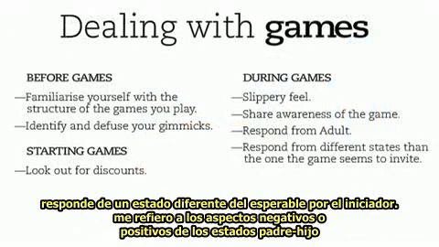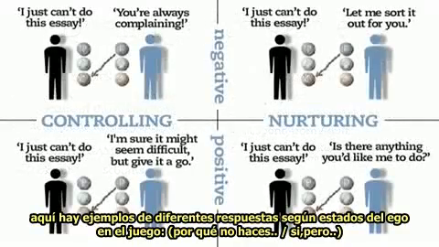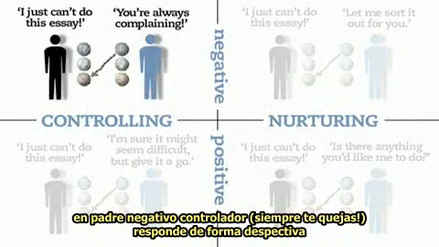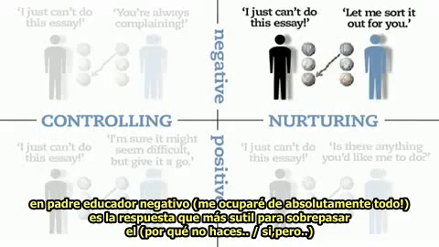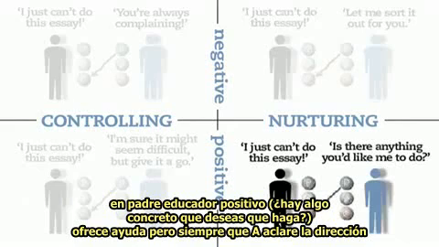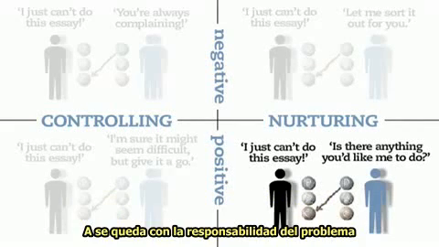You could respond from different states than the one the game seems to invite. This refers back to the negative and positive aspects of the parent and child discussed earlier. Here are 4 examples of alternative ego responses to the why don't you, yes but game. The negative controlling parent delivers a dismissive, persecuting rebuke. The positive controlling parent challenges A's initial discount that the task is impossible and directs A to give it a go in an encouraging way. The negative nurturing parent leaps in to rescue, and this is the most likely to cross over into why don't you, yes but. The positive nurturing parent is willing to help, but invites A to give the direction. In this way, A retains responsibility for the problem.